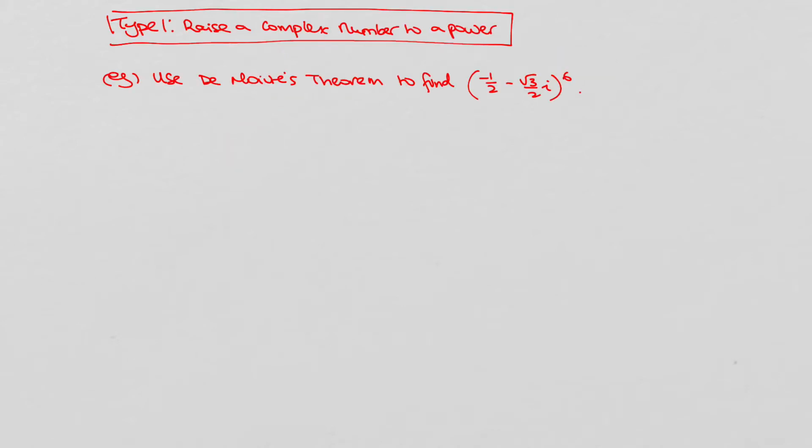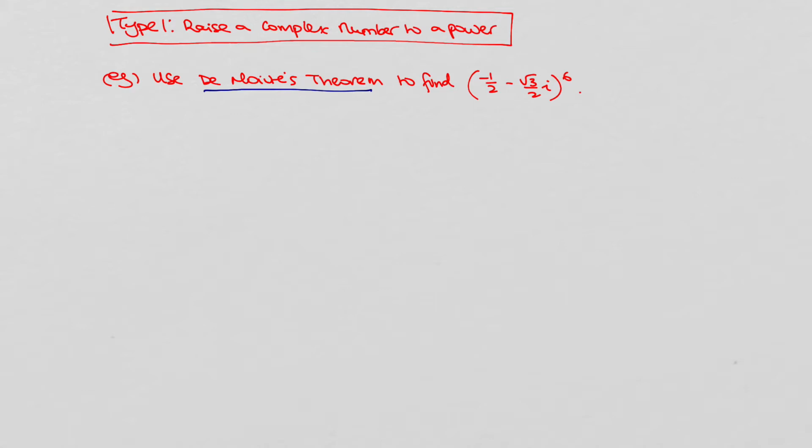Okay, so with type 1 here, we're going to raise our complex number to a power. So we're going to use de Moivre's theorem to find minus a half minus root 3 over 2 i, to the power of 6. So obviously we could take that complex number and multiply it out by itself 6 times, which would be quite long and would probably lead to mistakes. You could even use binomial expansion to expand out your brackets. But here we're specifically asked to use de Moivre's theorem, so we have to make sure that we're using it, otherwise we wouldn't get our marks.